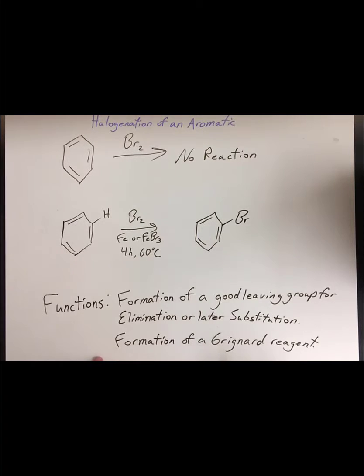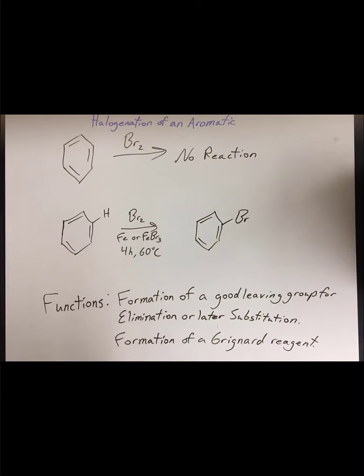But the major function for this whole reaction is the formation of a good leaving group for the elimination or later substitution. So what this means is that the bromine is a far better leaving group and can be easily replaced with another molecule. Now, there's another function that this has, and that is the formation of a Grignard reagent.